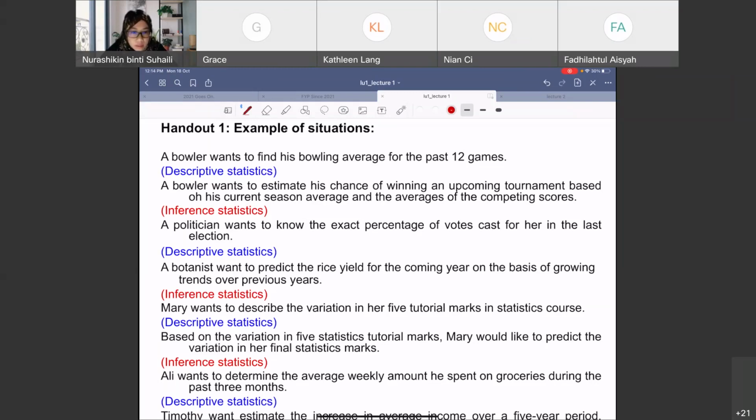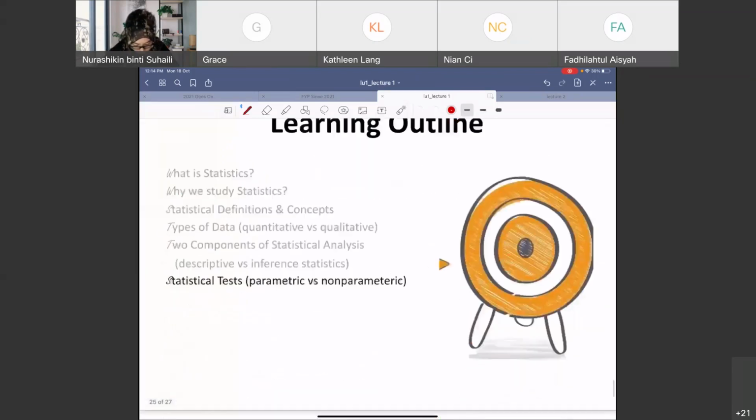What else? Descriptive is very straightforward: describe the variation in a 5 tutorial study course. You can see here for the inferential, predict the future test marks. So I think that's quite understandable.